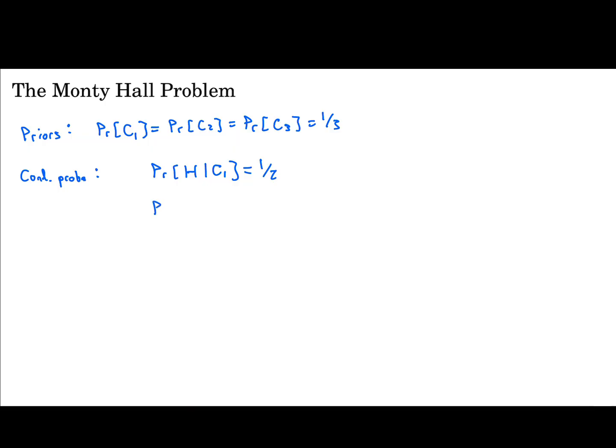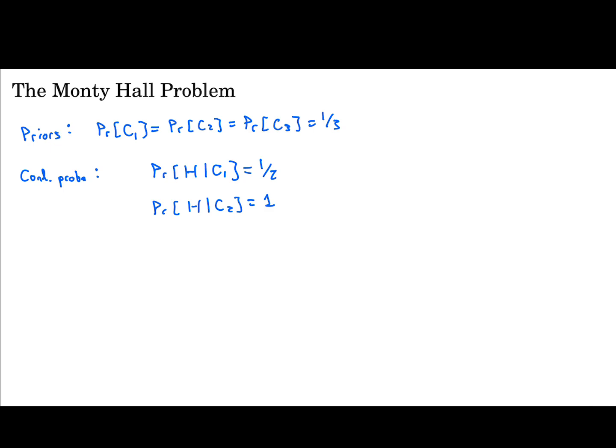Now, what's the probability that the host would open door 3 given that the car is in door 2? Well, that means that since we selected door 1, we selected the door with a goat, and now door 2 has the car and door 3 has a goat. And of course, we know that the host always opens the door with the goat, so that means that here it has to be probability 1. If the situation had happened that we chose the wrong door, then it's with probability 1 that the host is going to open door 3 with the goat, because he can't open the door with the car.